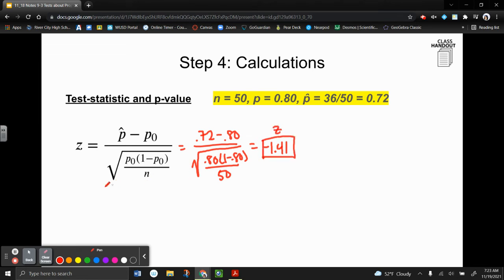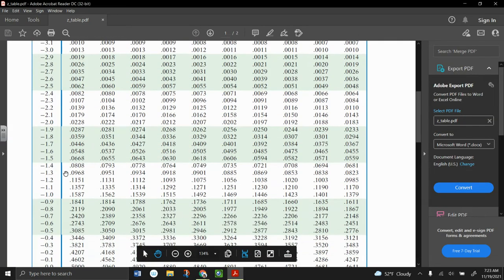And now we're going to find the p-value. So remember that our alternative hypothesis had a less than symbol. So this means that we're going to try to find the probability that z is less than negative 1.41, which, using our rules that we learned in Unit 2, means we're just going to look up negative 1.41. And that's the value, that's our p-value. So 0.0793.